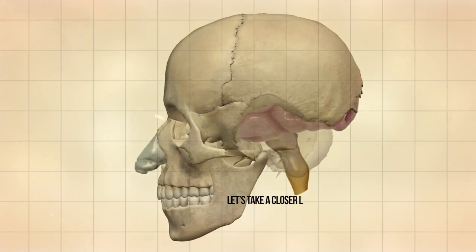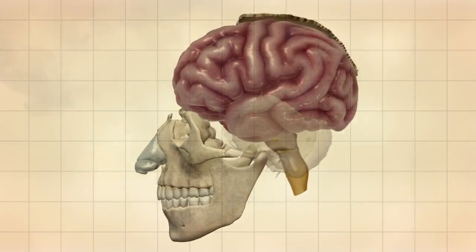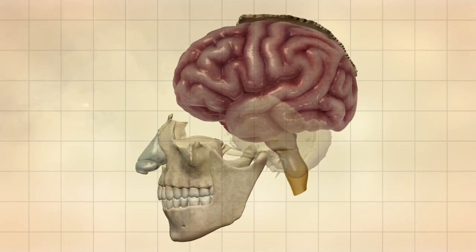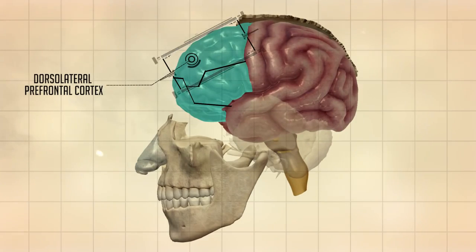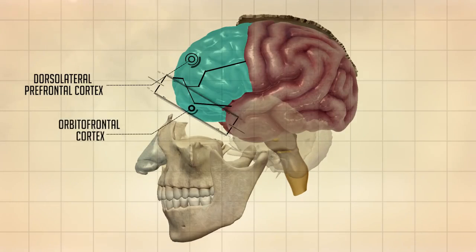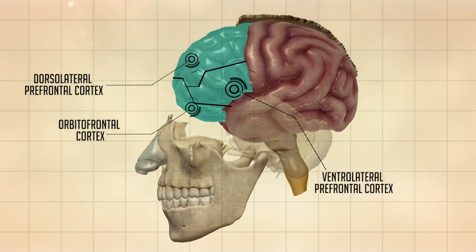Let's take a closer look at the prefrontal cortex subdivisions. This area of the brain has been divided into three main subdivisions, known as the dorsolateral prefrontal cortex, orbitofrontal cortex, and the ventrolateral prefrontal cortex.